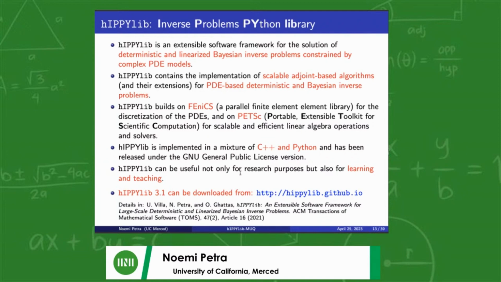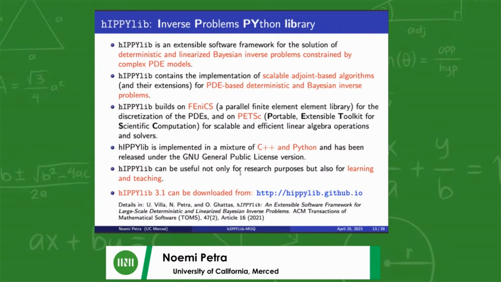Currently it builds on FEniCS, which probably most of you know, or if you don't, this is a parallel finite element library. We use FEniCS for the discretization of the PDEs, and we rely heavily on PETSc, also through FEniCS mostly, for scalable and efficient linear algebra operations and solvers. hIPPYlib is implemented in a mixture of C++ and Python, C++ just because there were some capabilities that we needed and were not available in FEniCS. And it has been released under a GPL open source license.